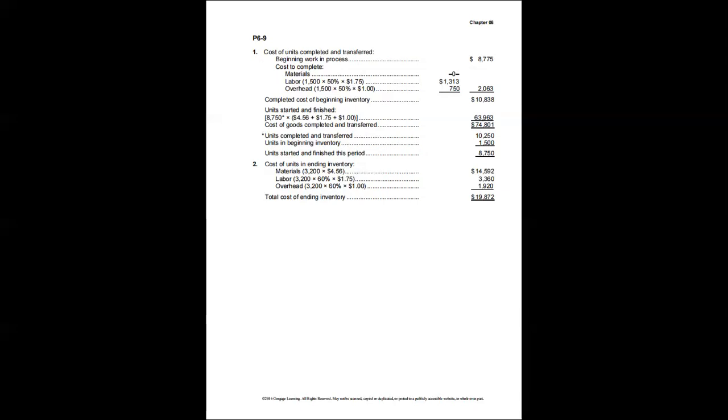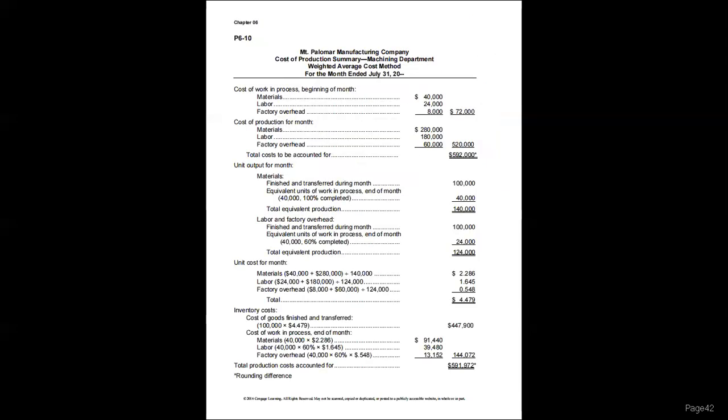Next, we have problem 10. Still have problems 10, 11, 12, and 13. So in problem 10, a weighted average and FIFO methods, losses at the beginning and end of processing. Mount Palomar Manufacturing Company uses a process cost system.